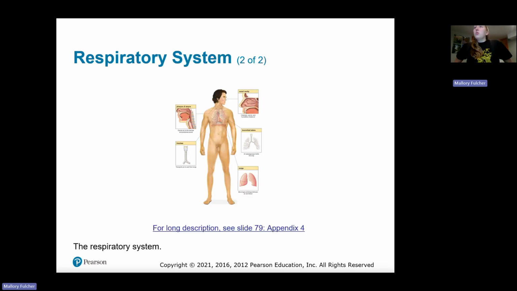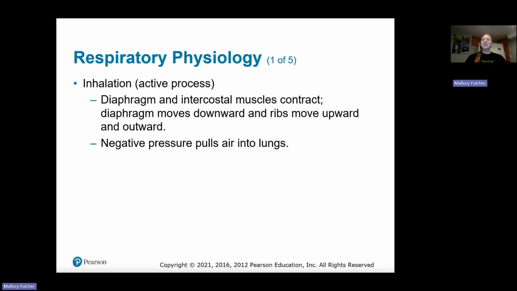Again, we're going to go through these systems individually later on, so I won't go too in depth with any of them. Inhalation is an active process. Diaphragm and intercostal muscles, which are the muscles in between your ribs, contract. The diaphragm then kind of flattens out or moves downwards, and the ribs move upwards and outwards. It's the creation of negative pressure that pulls air into the lungs. So if you all take a deep breath, it's actually the muscle that's causing us to breathe in as opposed to anything else, I guess.